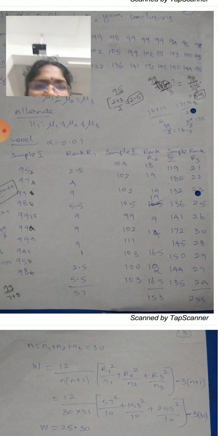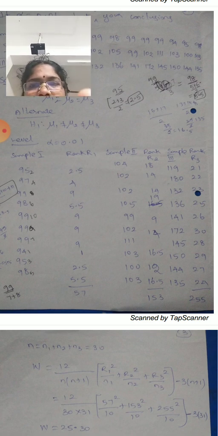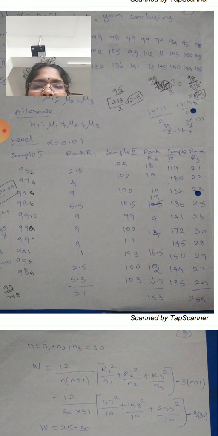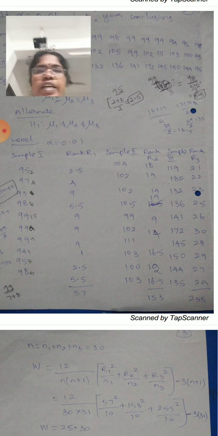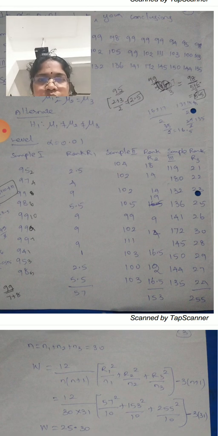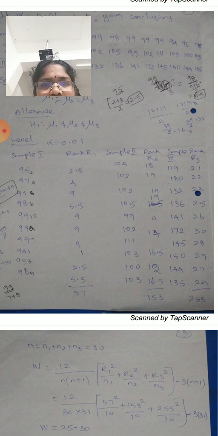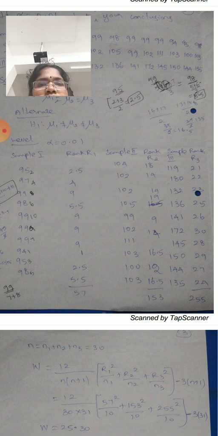Then we have to put the ranks for sample 2. Here the 11th rank, the last 99, is finished, and the next value is 100. Here 100 is the 12th rank, and the next one is 100. The remaining numbers follow the same method for sample 2 and then sample 3.